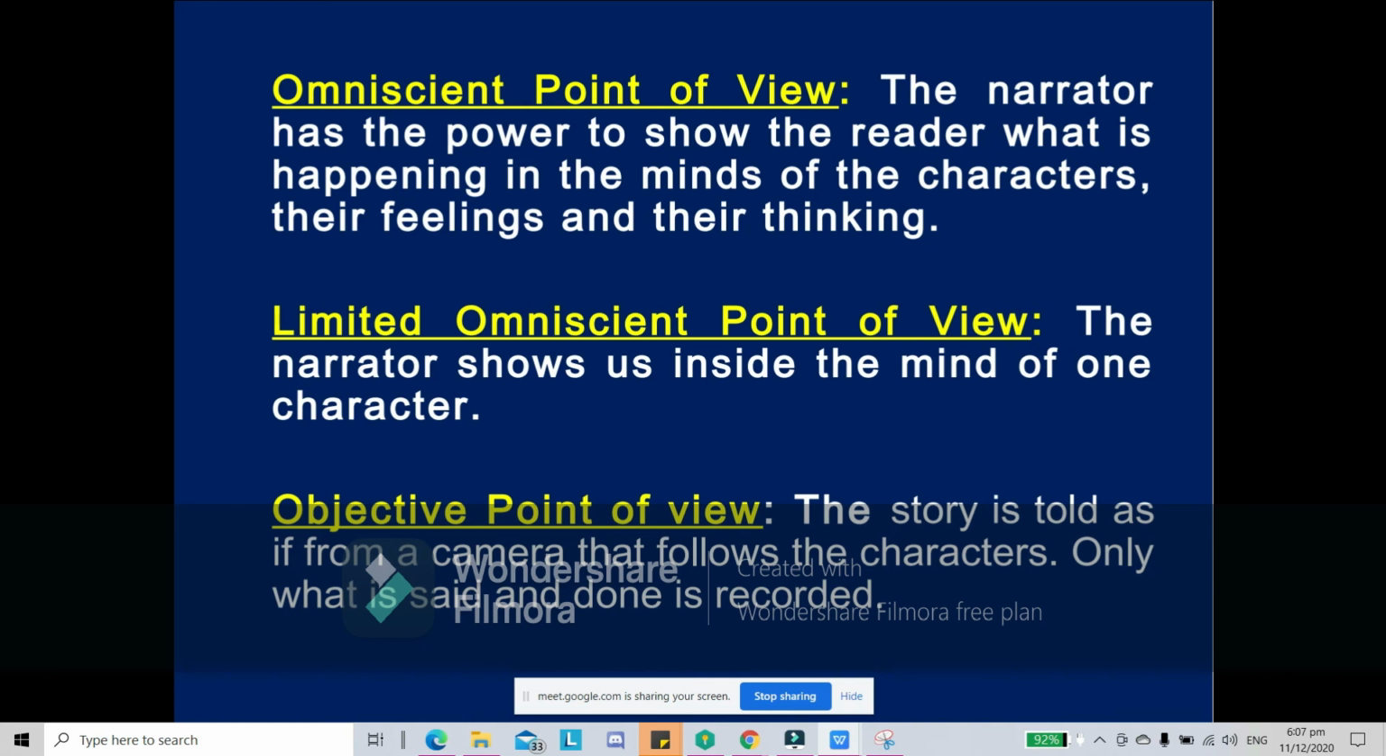Like for example, if the character denies that he has committed murder, but we as readers know that he has committed this crime, because we followed the story page by page, and we know he's the culprit, but he denies it. That's dramatic irony.